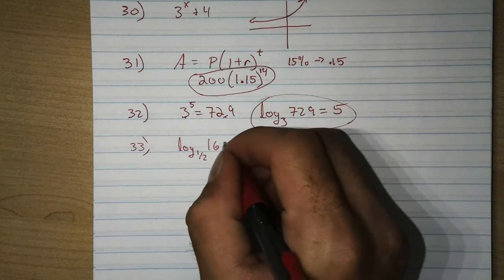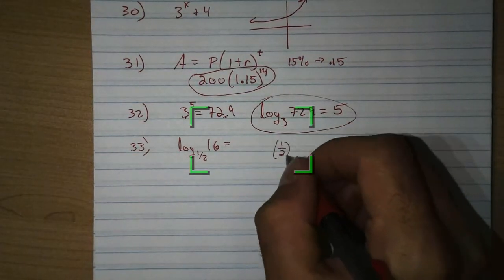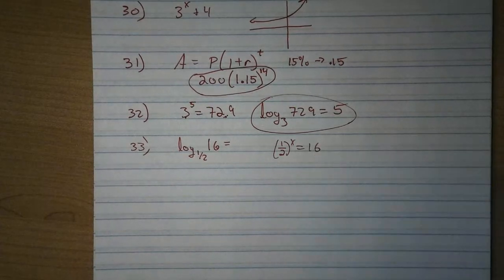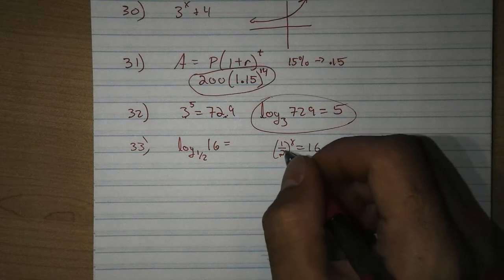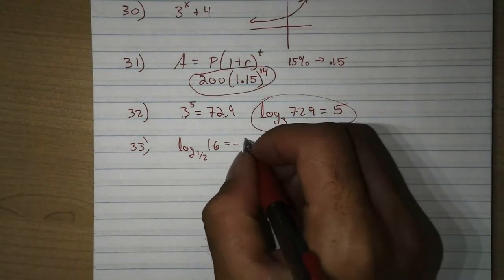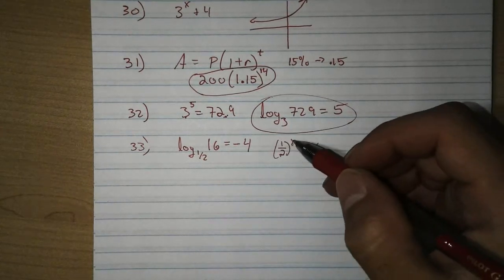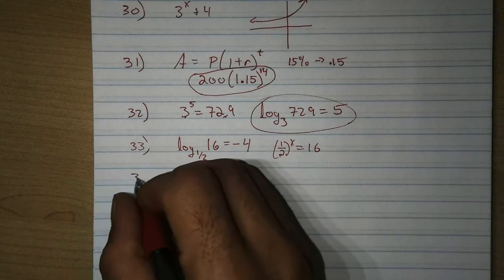16. What is this equal to? So 1/2 to what power? So 2 to the 4th equals 16. So because it's going from a fraction to a whole number, it's going to be -4. So again, 2 to the 4th is 16. Fraction to non-fraction, we make it negative.